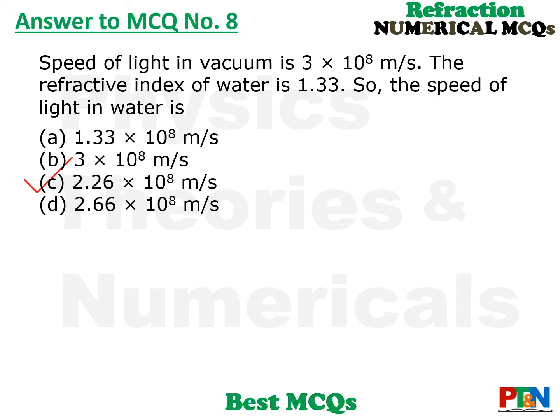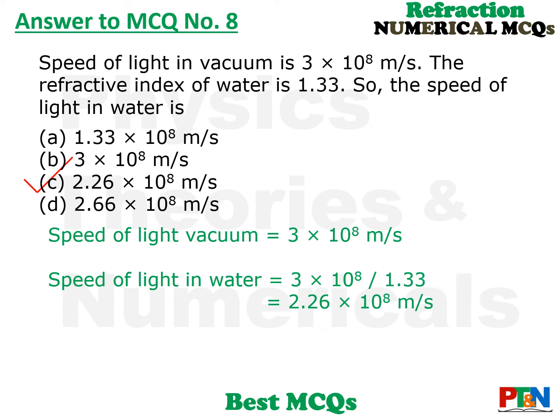The answer is option B. It's simple division. Speed of light in vacuum is given 3 into 10 to the power 8 meter per second divided by the refractive index. So you get the value. It's option C.